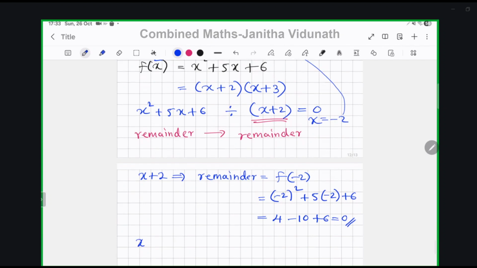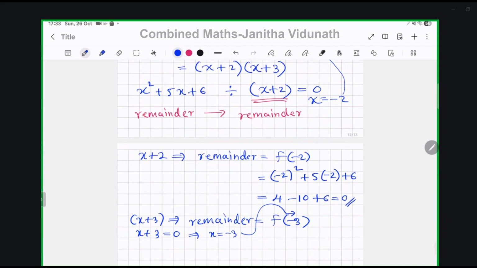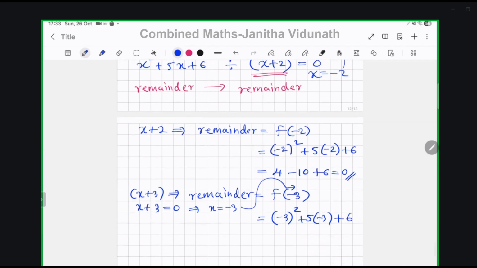Likewise, if we divide by the other factor, that means divide by x plus 3, then our remainder should be f of minus 3, because we need to set x plus 3 equal to 0. That means x equals minus 3. Then we need to put that value into the function. Then the final remainder should be minus 3 whole square plus 5 times minus 3 plus 6. Minus 3 whole square is 9. Plus 5 times minus 3 is minus 15, plus 6. That means the final answer is also 0.